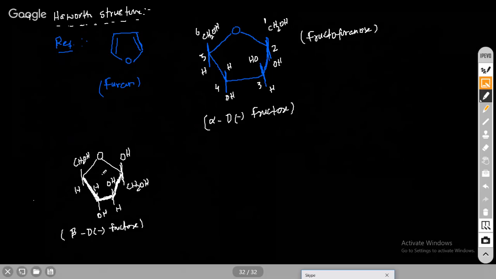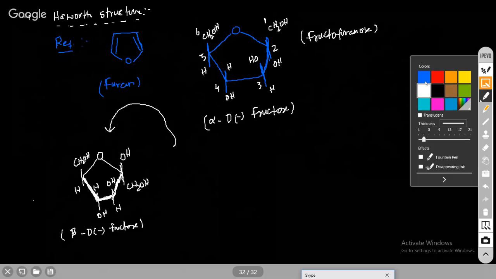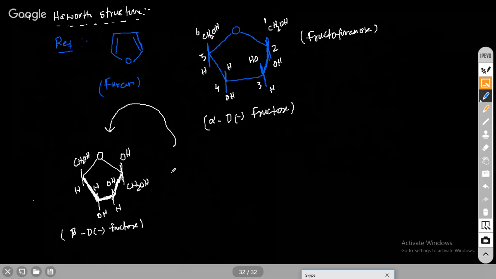Three-dimensional structure. When you see this structure, this OH is on the top and CH2OH on the bottom. So if you look at this molecule from the top view, you will see OH, OH, H, CH2OH. And from the bottom, you'll see CH2OH, H, OH, and H. So this is the structure of beta D-fructose. Okay, fine. Can we move ahead?